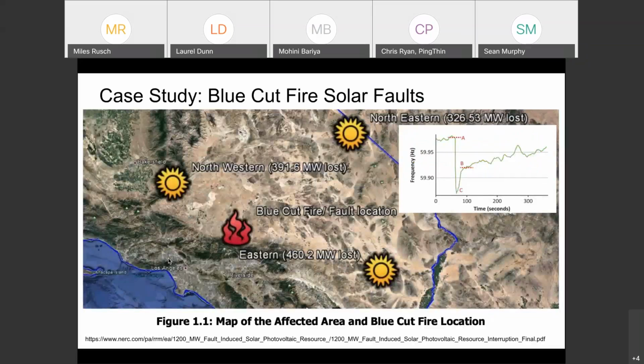So now we're going to use these tools that we've developed to look at a case study, which is the Blue Cut fire, which happened on August 16th, 2016, in Southern California, and it caused a transmission line fault, which caused a drop in frequency that caused large solar farm inverters to trip offline.